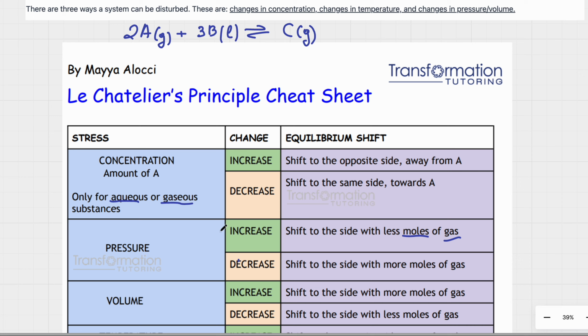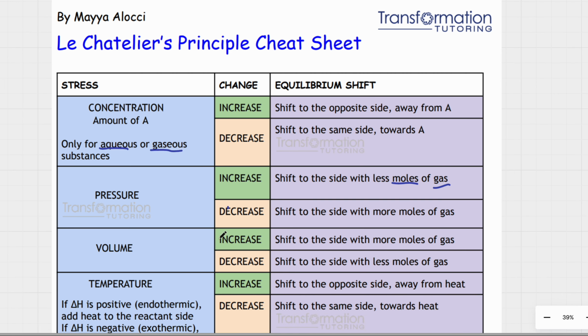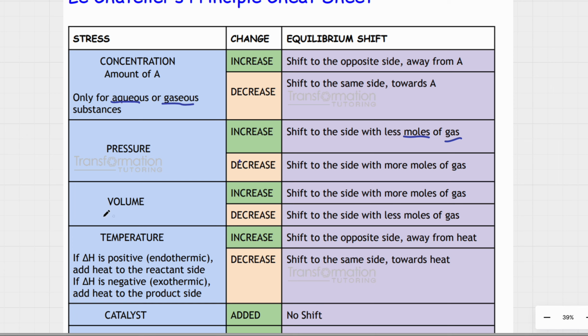Gas creates pressure, so if I have too much pressure, I want to go to the side with less gas, and if I have too little pressure, I need to go to the side with more moles of gas. In terms of volume, it will be just opposite because pressure and volume have an opposite relationship, but whenever there is a change in volume, you can translate that to a change in pressure, and then you can go from there. Let's go ahead and look at temperature.